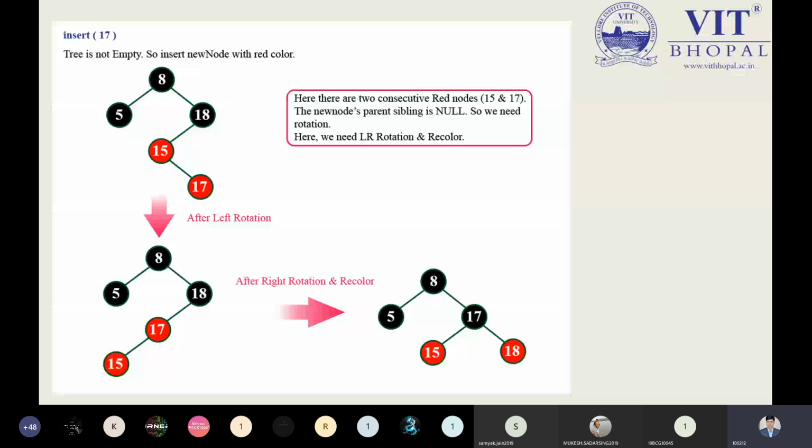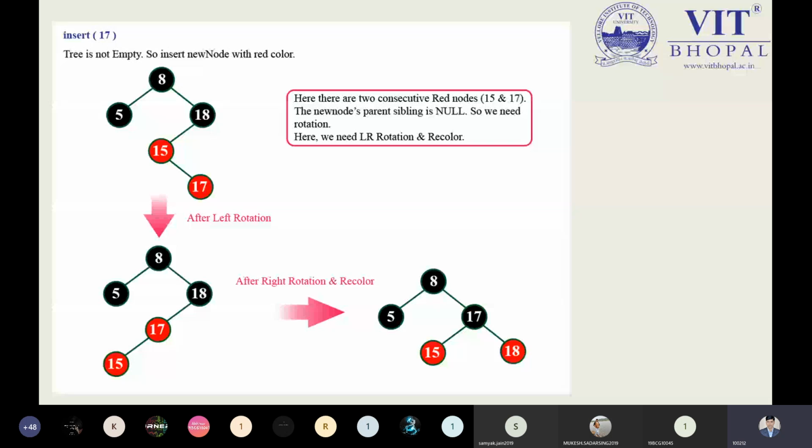So the tree is not empty, as we know. The new node, 17, is to be added after the 15, on the right side without a doubt. Here we have noted that 15 and 17 are both red. So two consecutive red nodes are not possible, and while doing all this, we need to maintain the balancing part. The new node's parent sibling is null. Okay.